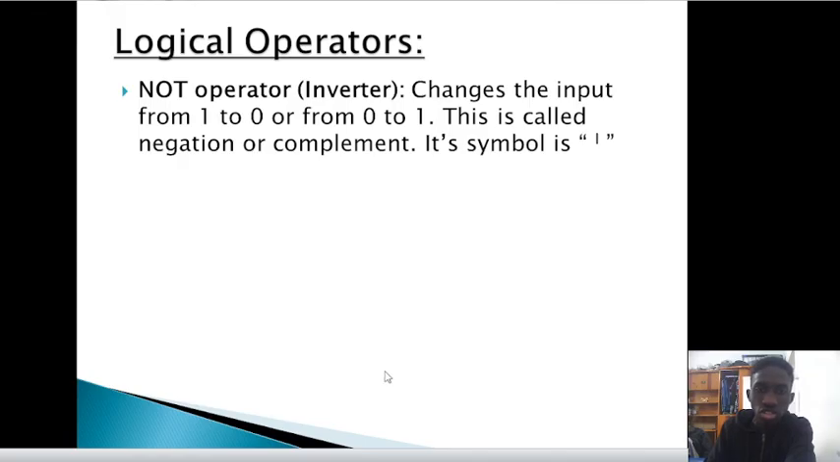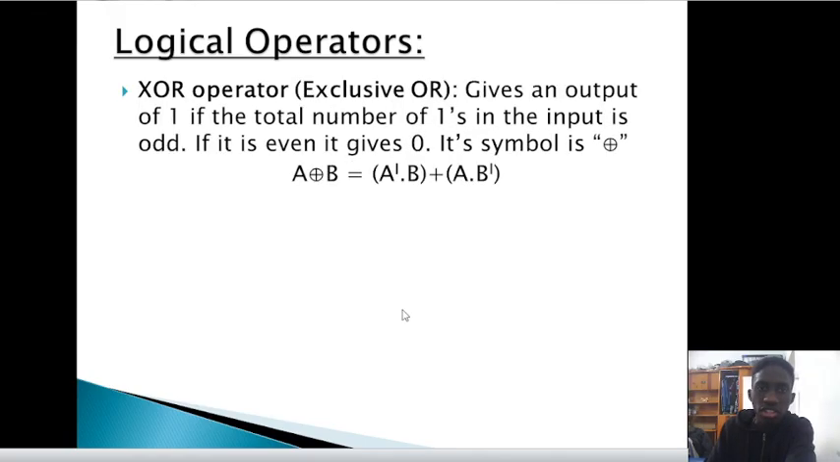So moving on in discussion, we cover the last logical operator, the exclusive OR operator.